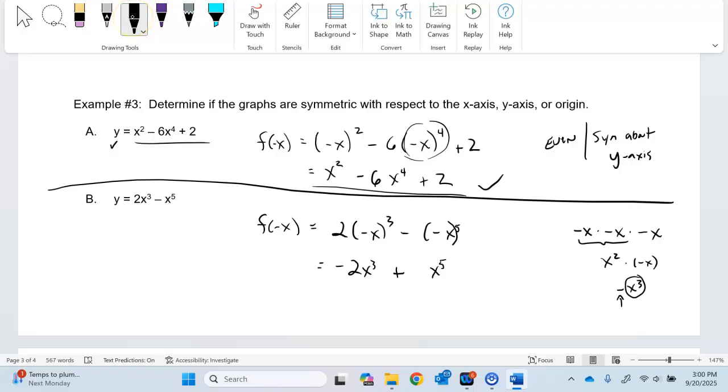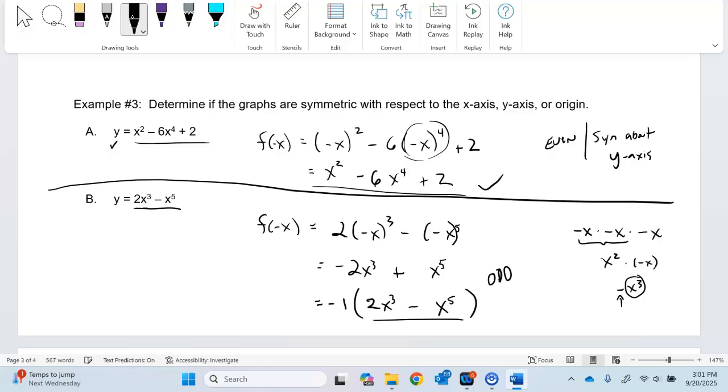And look what I get. I get the opposite. That is, negative 2x cubed is my output. It used to be positive 2x cubed. And the x to the fifth was negative, now it's positive. If I want, I can factor out a negative 1. Sometimes that's helpful in these. And I'll change the sign of everything. Right, so this tells me this is my original function, and this is the opposite of that, or the negative of that. And that means it's an odd function.